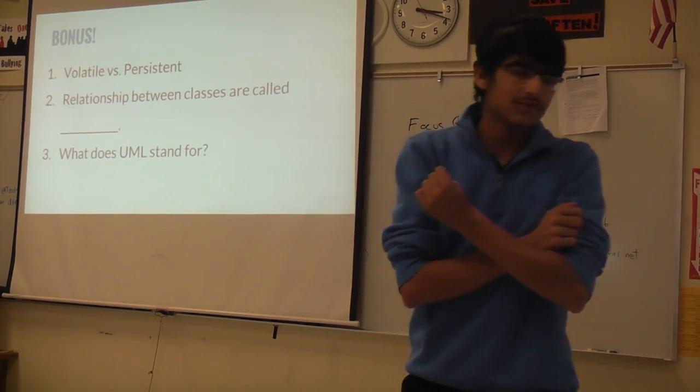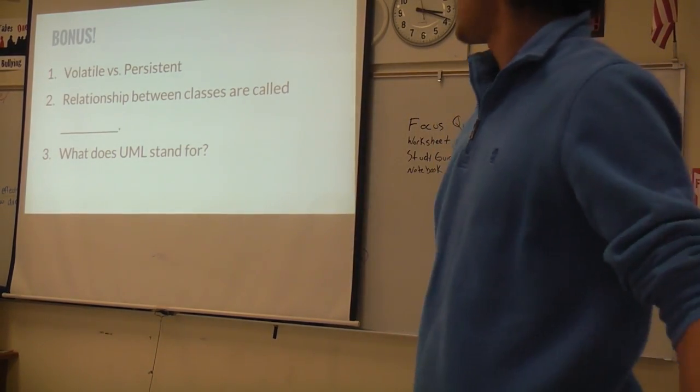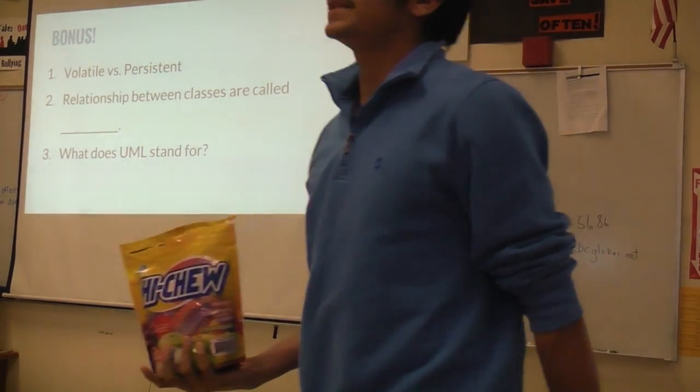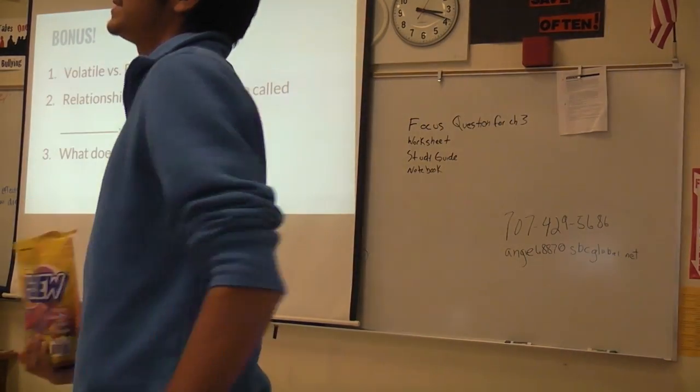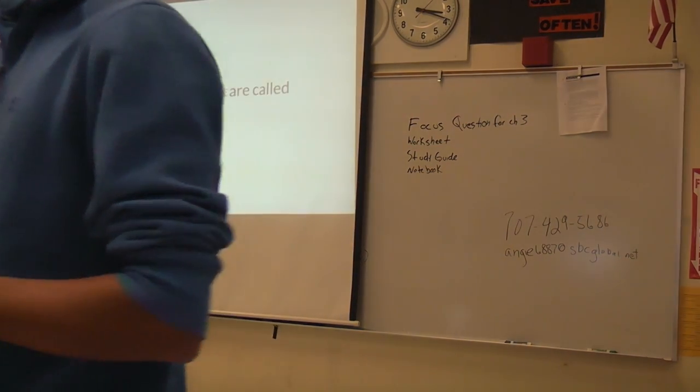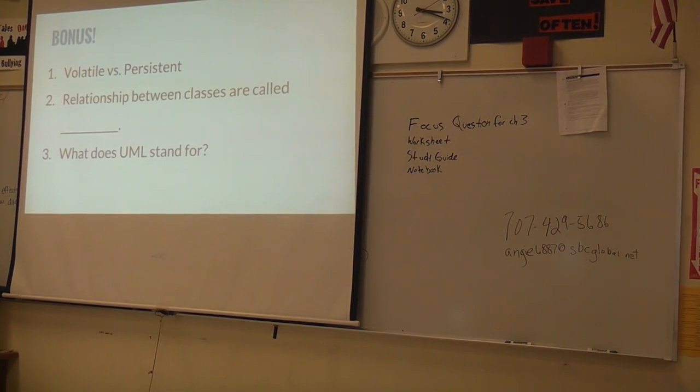Okay, bonus. This is some extra questions. Can somebody explain the relationship between volatility and persistence? Yeah, Abhishek. So volatile is like short term and persistent is long term. Okay, that's cool. Which unit corresponds to volatility and which unit corresponds to persistence? Yeah, Sai. Primary unit is volatile and then secondary storage is persistent. Okay, that's good.